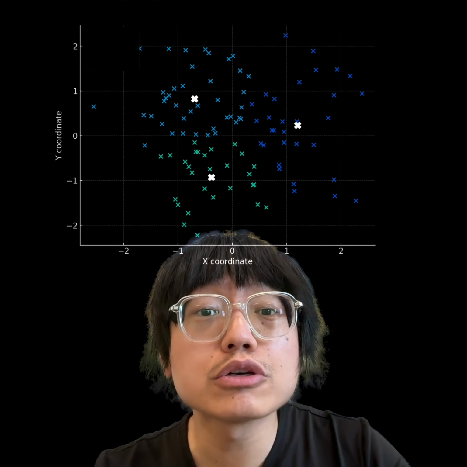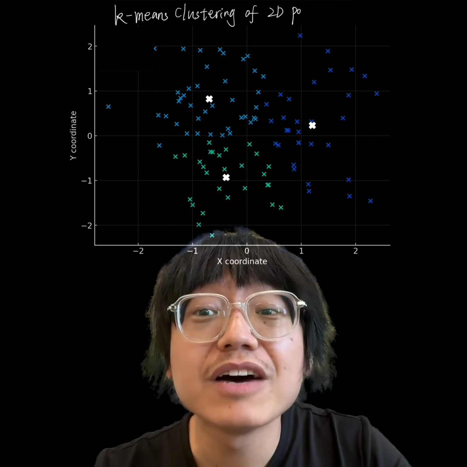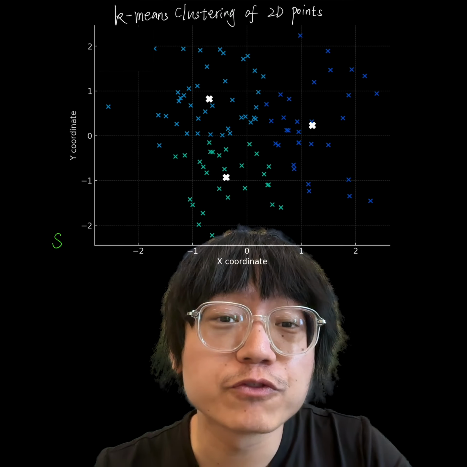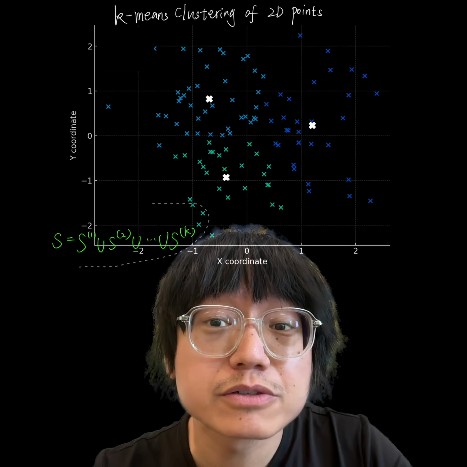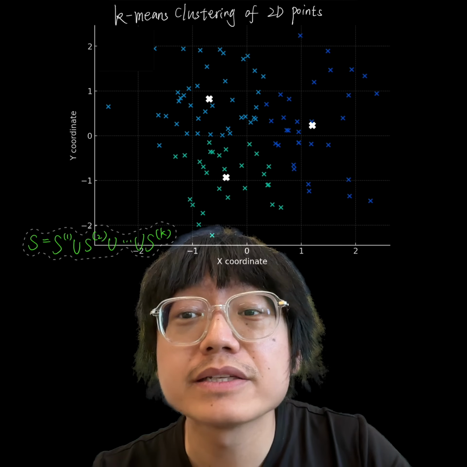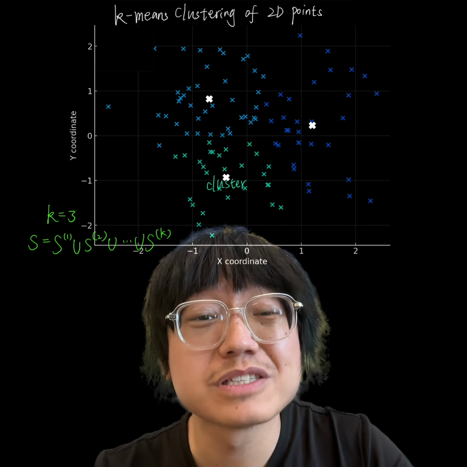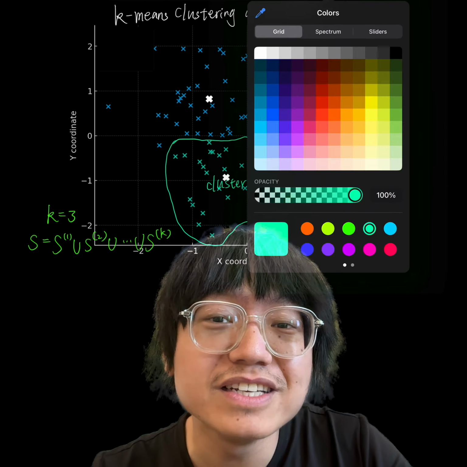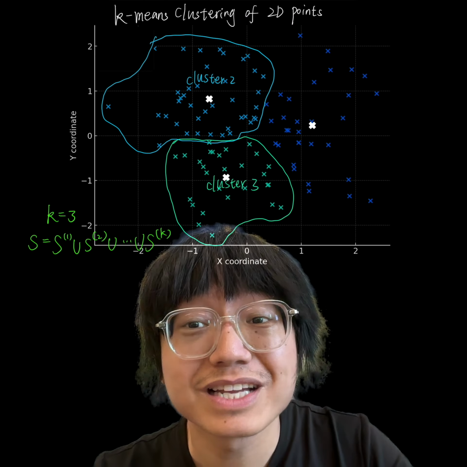Here is the visual representation of k-means clustering applied to a set of two-dimensional points. First, we generated 100 random points in a two-dimensional space, which are represented by two different colors corresponding to different clusters. We specified k equals 3, thus the data points are grouped into 3 clusters: cluster 1, cluster 2, and cluster 3.